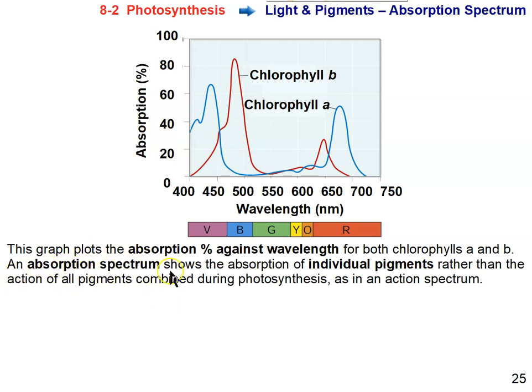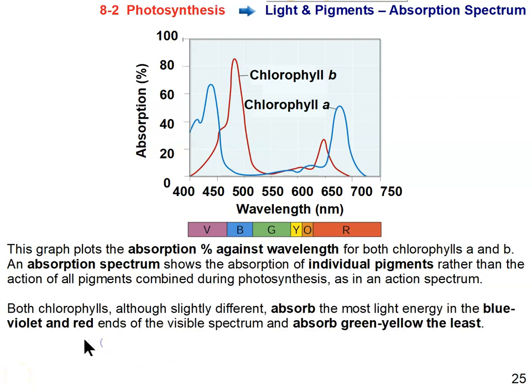So this is an absorption spectrum, and it shows the absorption of individual pigments. That's the difference. We're seeing the absorption of individual pigments, and we can see the difference between the absorption of chlorophyll A and chlorophyll B from this comparative absorption spectrum, rather than the action of all the pigments combined during photosynthesis, as in the action spectrum that Engelmann demonstrated.